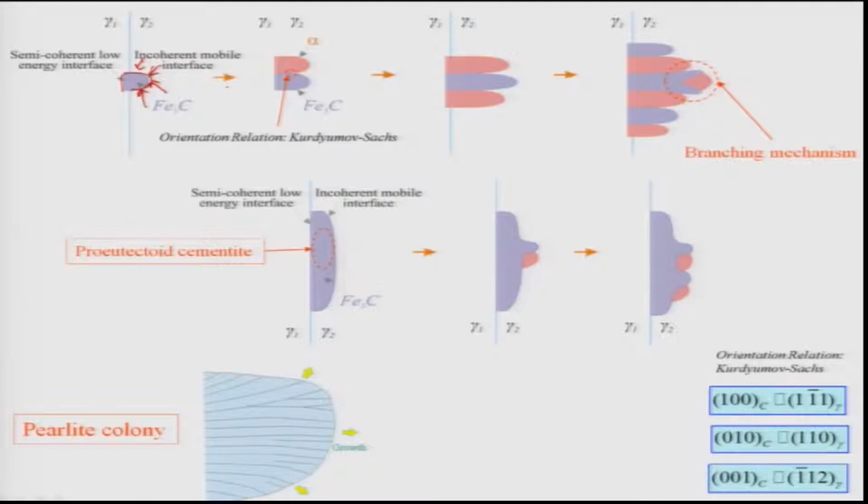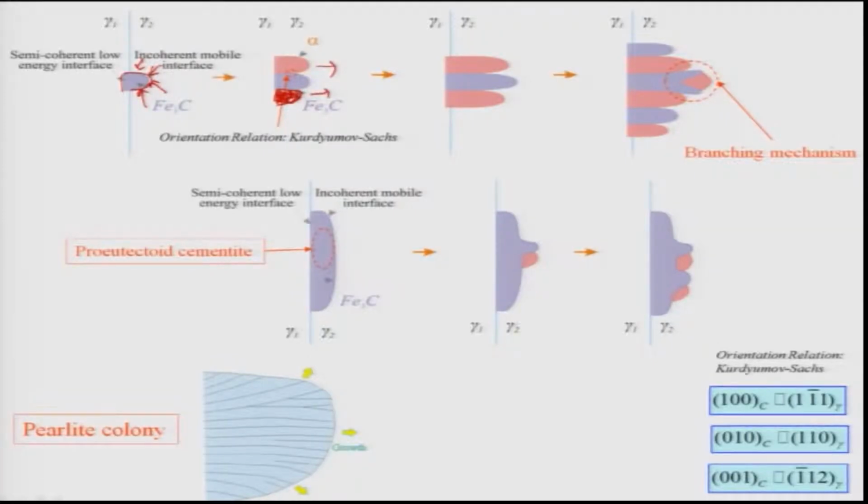This leads to a huge reduction of the carbon concentration in nearby regions, and therefore this allows nucleation of the alpha, because alpha requires almost no carbon. As I told you, at 727 degrees Celsius its carbon concentration is about 0.02 weight percent, and at room temperature it has no carbon. Because of that it can nucleate very easily on both sides of the Fe3C and grow in the same direction, as you see here.